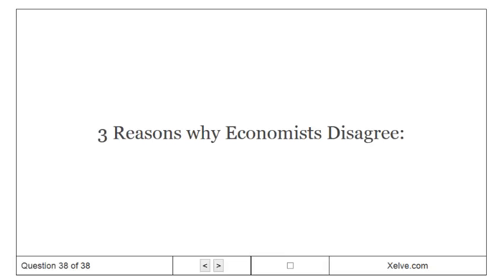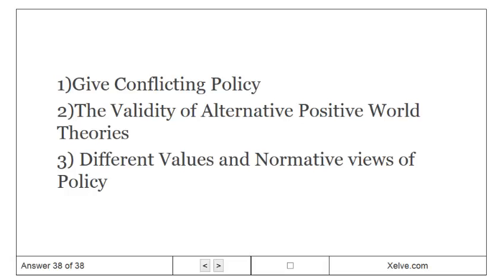3 reasons why economists disagree: 1. Give conflicting policy. 2. The validity of alternative positive world theories. 3. Different values and normative views of policy.